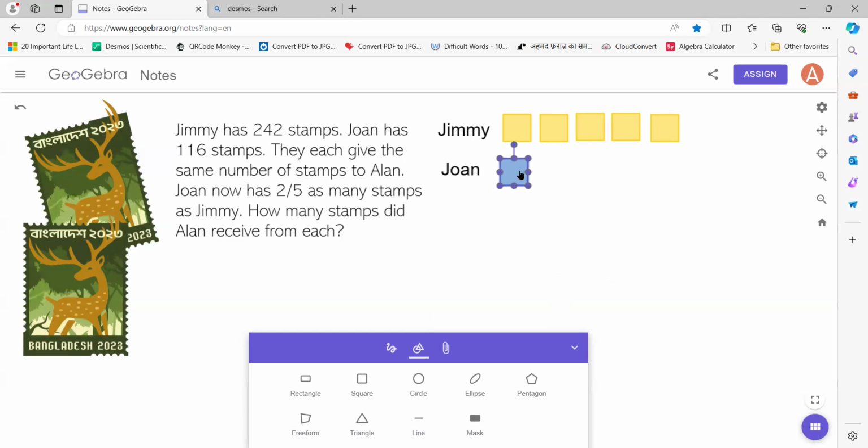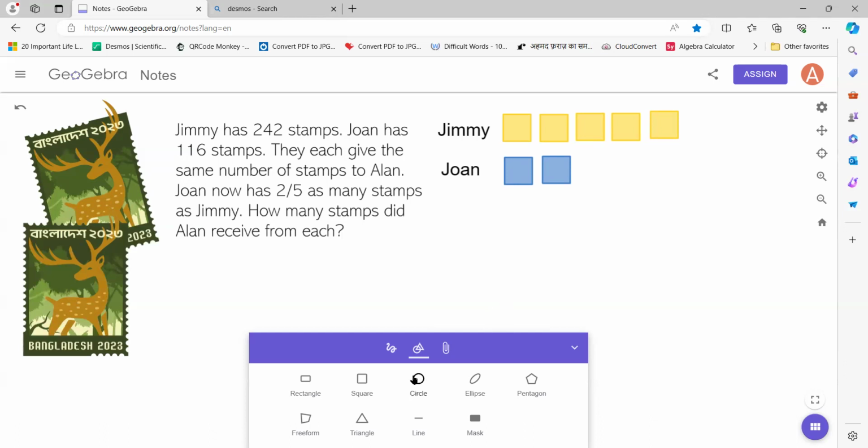Now, the colors here don't make a huge difference. All the squares are worth the same number. I'm going to use blue for Joan and yellow for Jimmy for no good reason. So this is what they ended up having after they gave the same number of stamps to Ellen. I don't know how many stamps were given to Ellen. But I do know one thing. If Joan gave 50 stamps to Ellen, Jimmy must have given 50 stamps to Ellen, and so on.